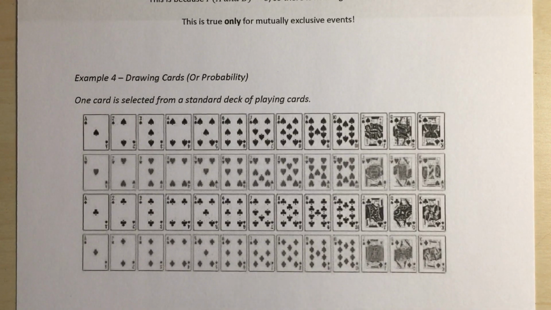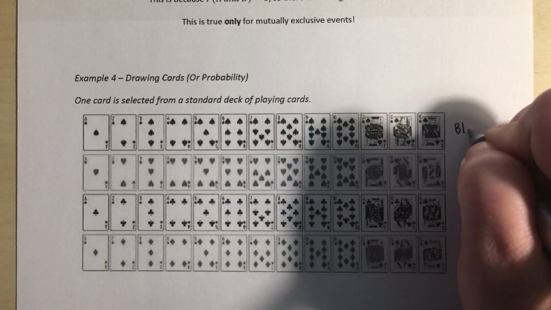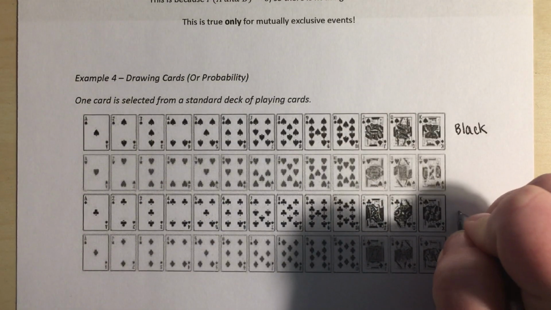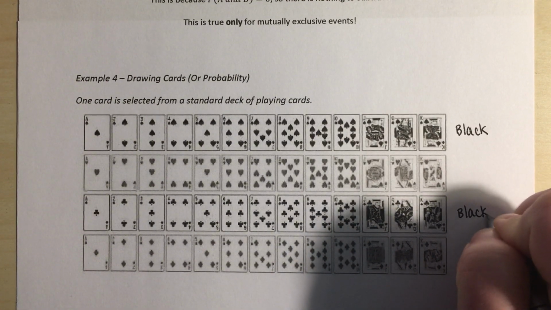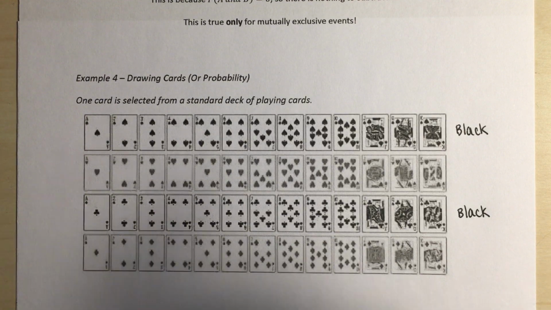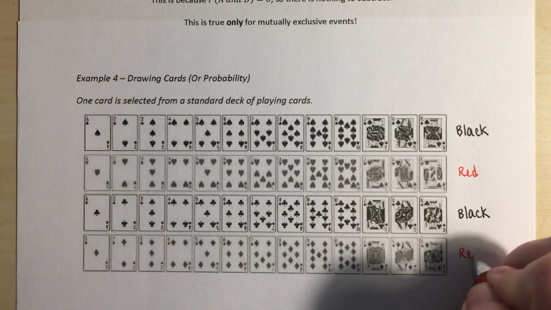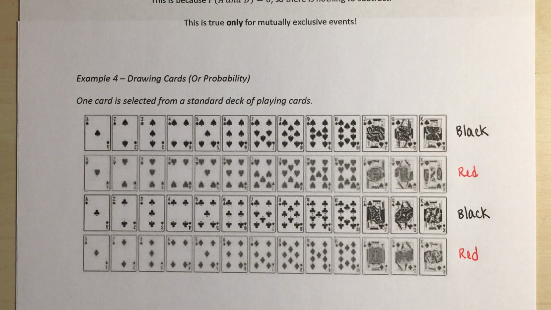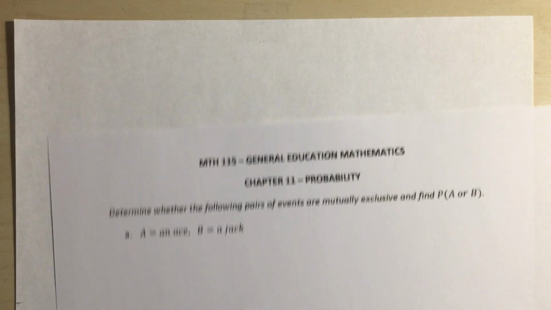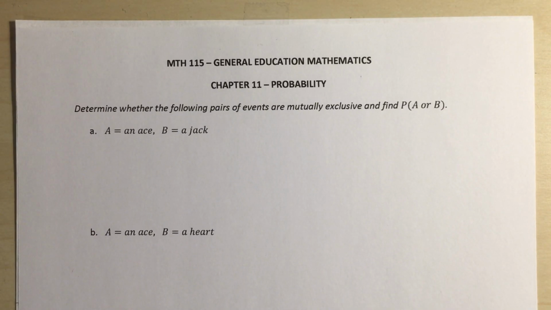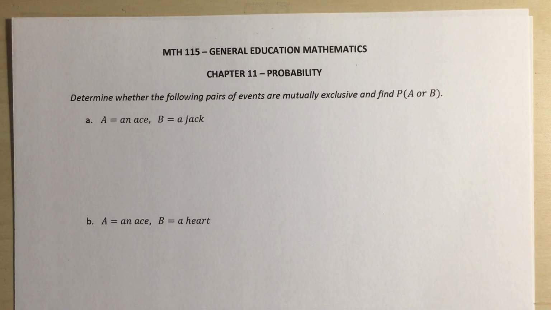All right, so we're going to use our deck of cards again. As we're looking at these, remember that our row of spades and clubs are black. These other 2 rows here with our hearts and our diamonds are red. And we're going to use this to answer our next example here. Determine whether the following pairs of events are mutually exclusive and find the probability of A or B.